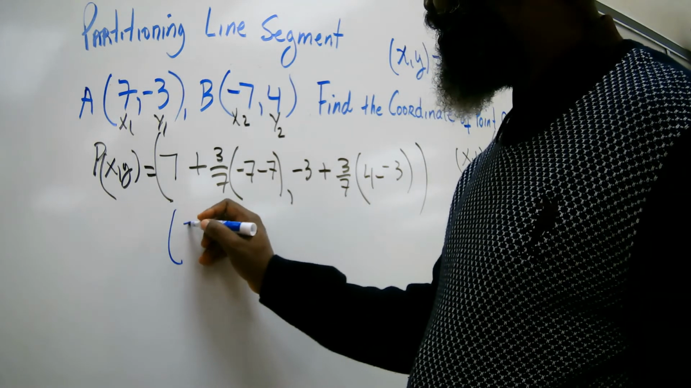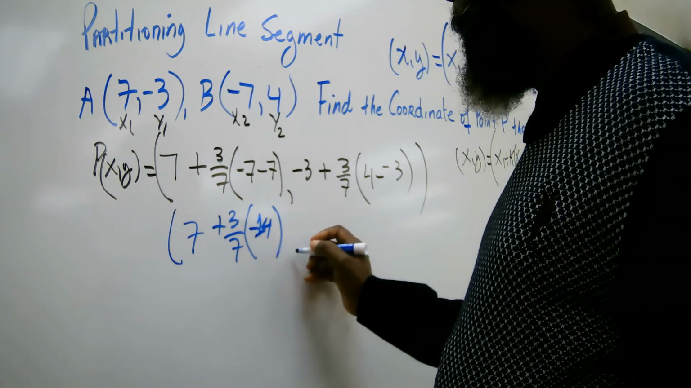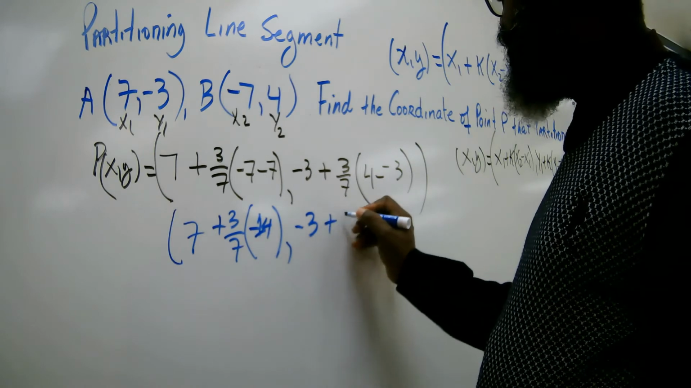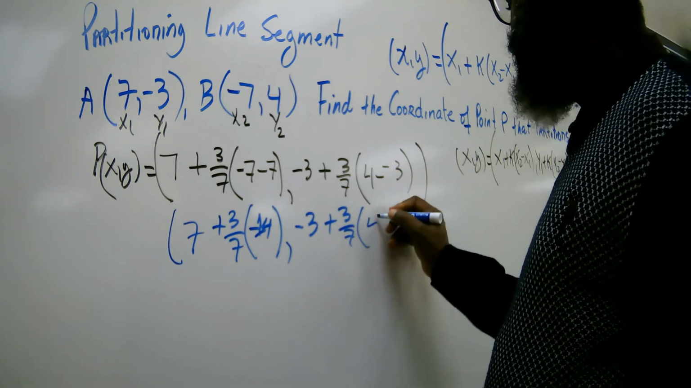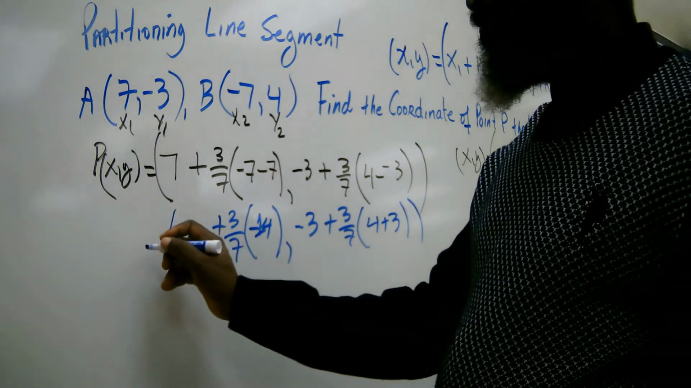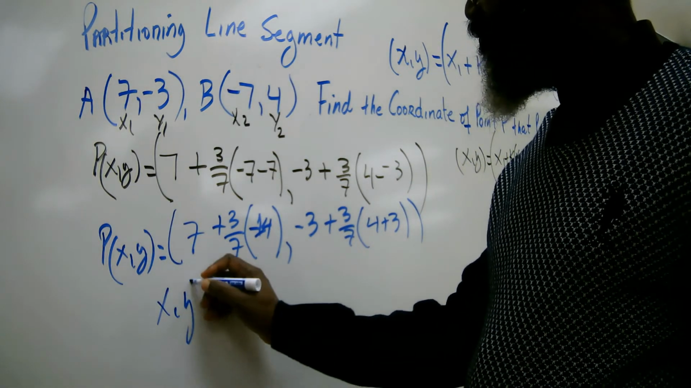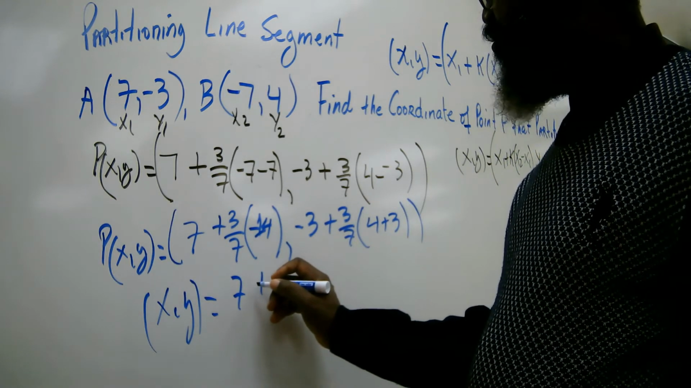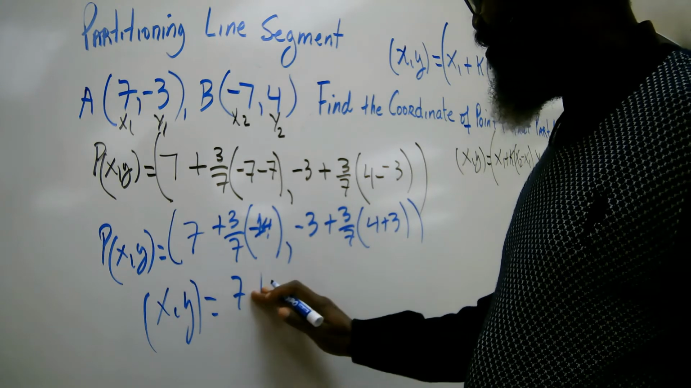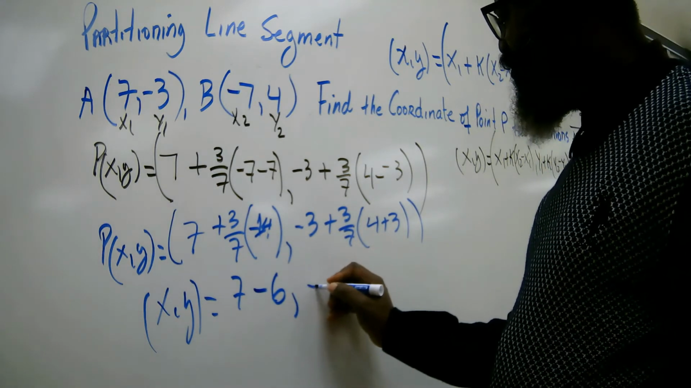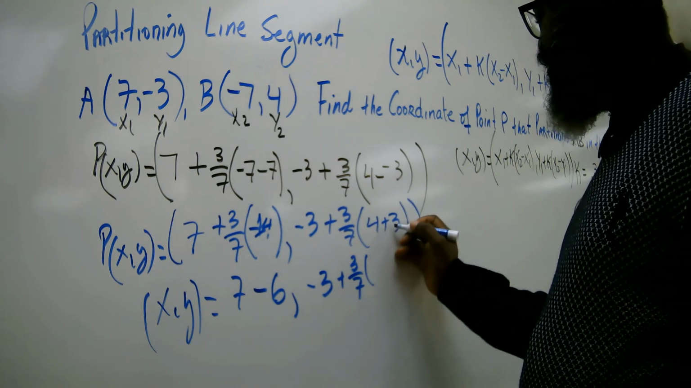So I will have 7 plus 3/7 times, that will give you minus 14, since minus 7 minus 7 is minus 14, comma, 3 plus 3/7 times 4 minus 3, which is 4 plus 3... Now remember I'm looking for P xy. So P xy will be 7, then how many times 7 goes into negative 14 is negative 2 times 3, that will give you minus 6, comma, 3 plus 3/7 times 4 plus 3, which is 7.